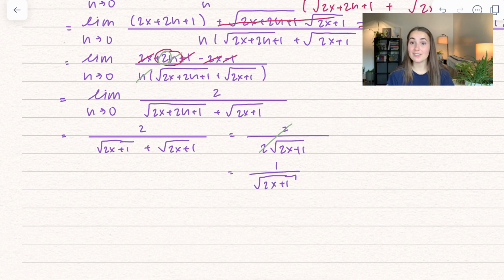And that is our derivative and also our function we can use to find the slope of the tangent line given any x value, any point.